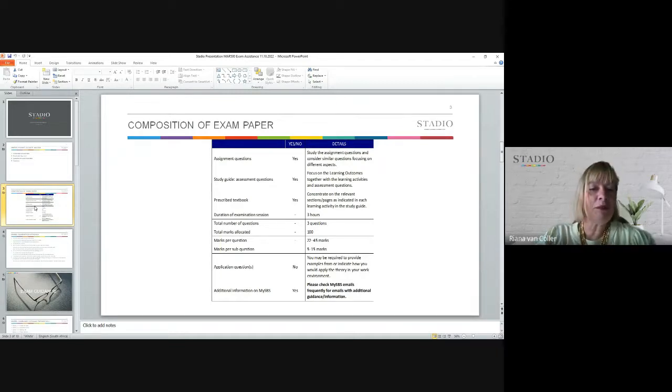Then the duration of the examination is going to be 3 hours. The total number of questions is going to be 3 questions, and altogether they would be 100 marks. So these 3 questions could have marks between 22 and 45 marks. And then per sub question, it would be between 5 and 15 marks.